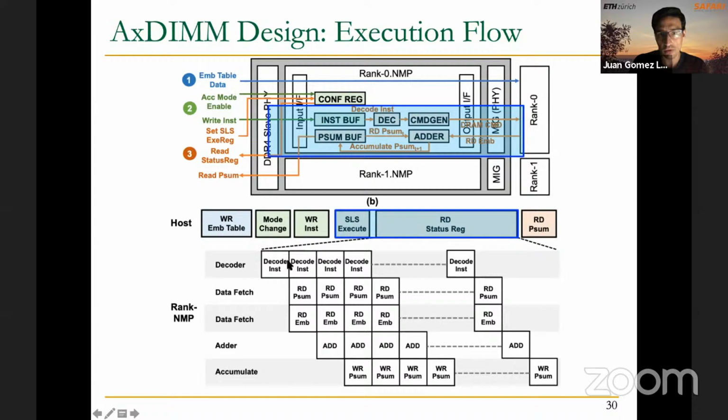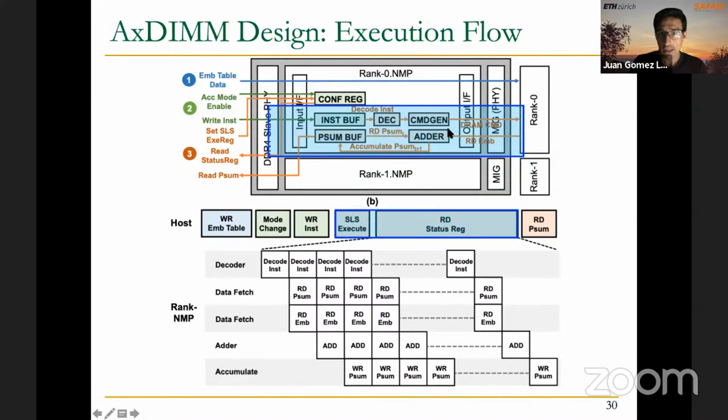Notice how the execution of all these instructions is pipelined. We have first the decoder reading an instruction from the instruction buffer and decoding it, and then we have two operations happening in parallel, done by this command generator that we have here to access both the PSUM buffer and also the embedding tables stored in the corresponding rank.